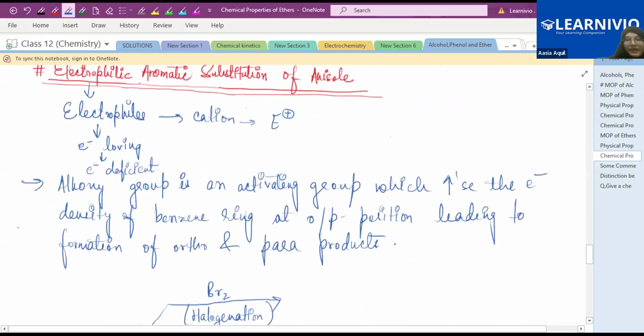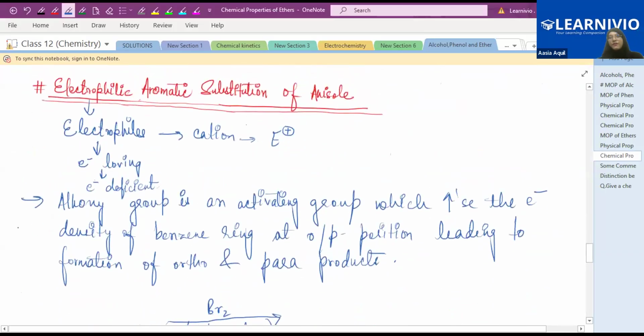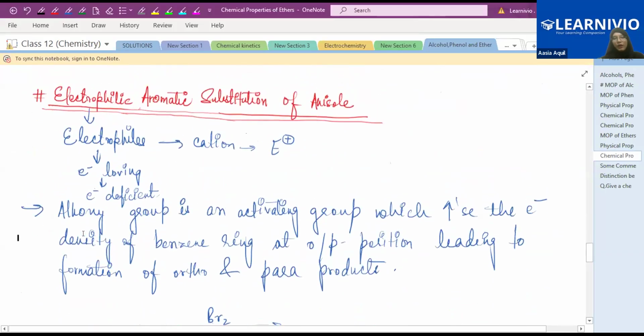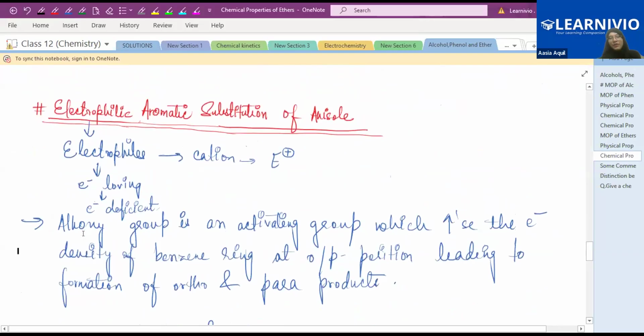Next is your electrophilic aromatic substitution of anisole. Now, Rimda, tell me what is anisole? What is the structure of anisole? Yes, Ali, do you know what is anisole?